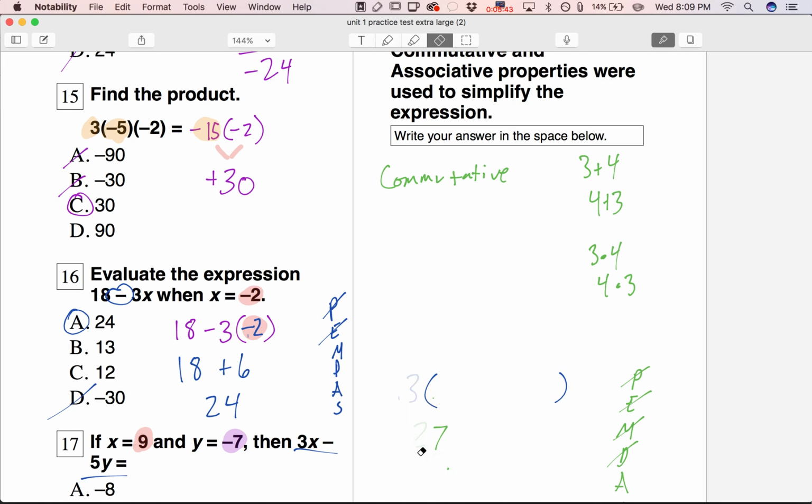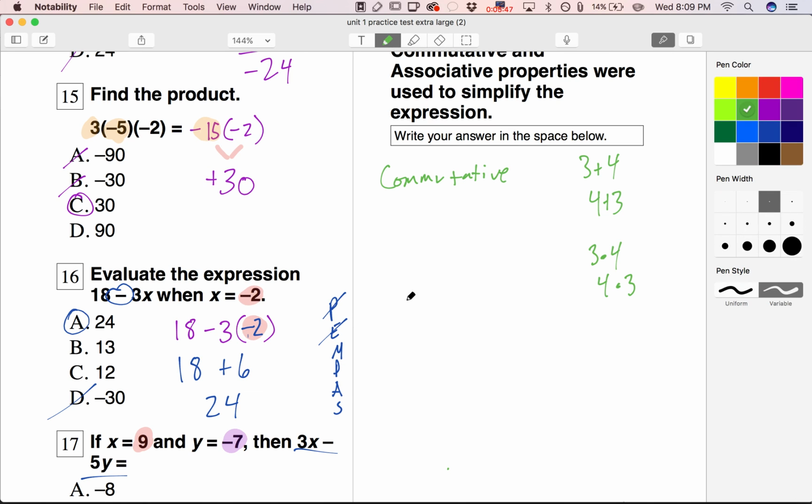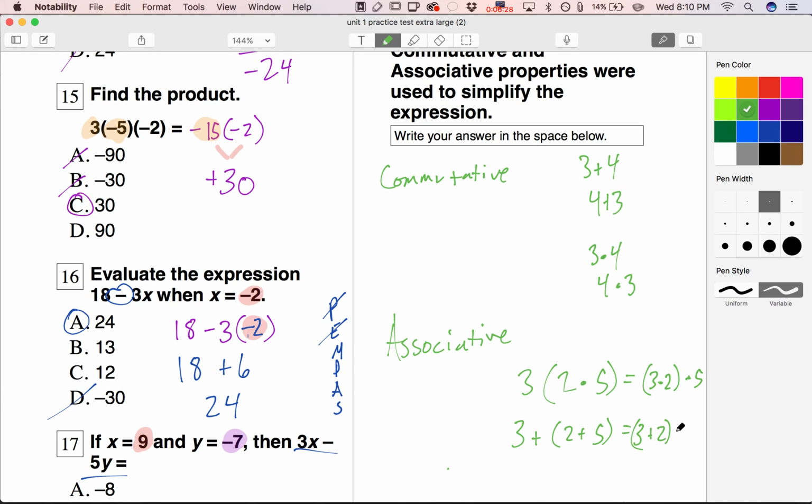So let's erase this so I have some room. Now, associative would be something like if I did 3, 2, and 5, right? And I say, okay, 3 times 2 times 5 is the same as, hold on, let me change the notation. 3 times 2 times 5 is equal to 3 times 2 and then times 5. Or if I did 3 plus 2 plus 5, this is the same as 3 plus 2 plus 5. So basically the order that I added them together doesn't change.